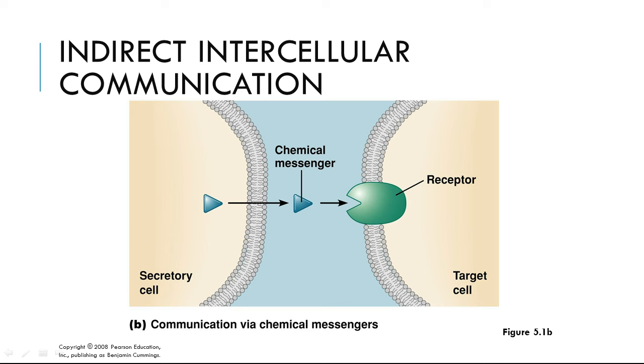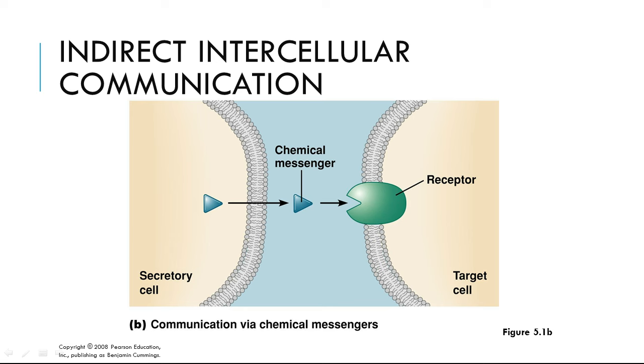This is figure 5.1b in your textbook. The secretory cell creates the ligand. The secreting cell would secrete the ligand. And again, this is super generic. We're looking at two little round cells. So the secreting cell could be a nerve cell. The secreting cell could be an endocrine gland. The secreting cell could be in your digestive system. So is ligand the same as the chemical messenger?